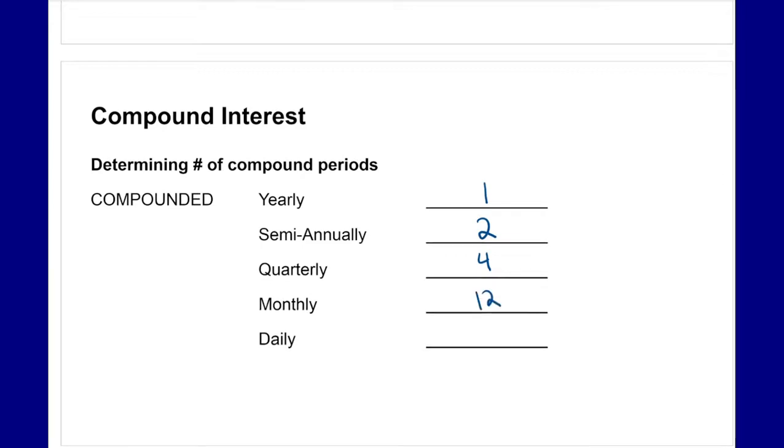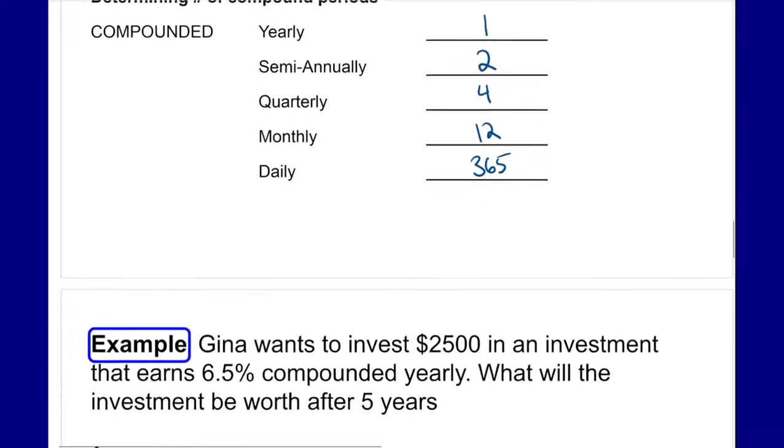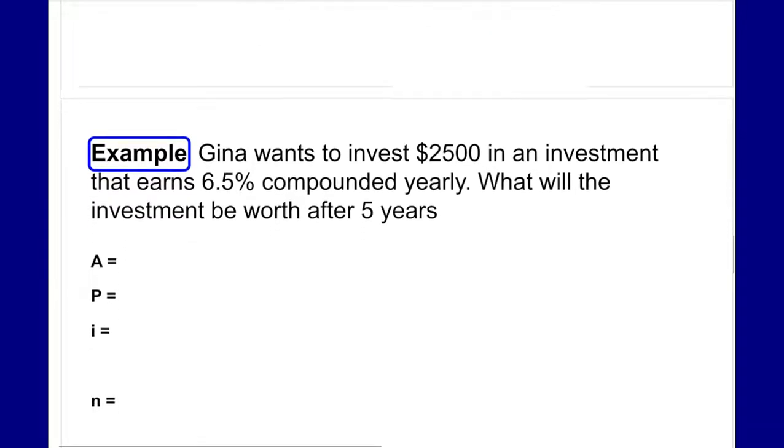Monthly would be 12, daily would be 365, weekly would be 52, bi-weekly would be 26, right? So different scenarios basically just come down to how many of these time periods are in a year. So let's look at a couple of examples.